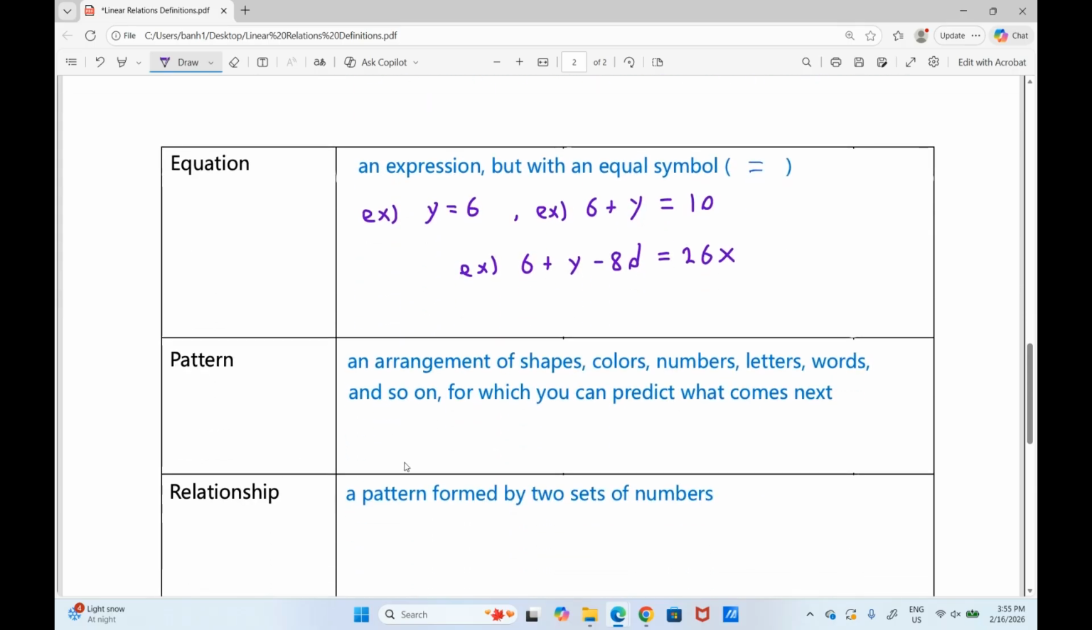So now moving on, a pattern is an arrangement of shapes, colors, numbers, letters, words, and so on, for which you can predict what comes next.